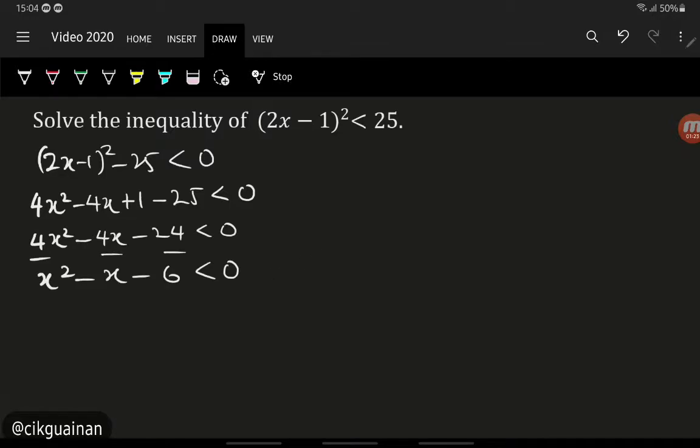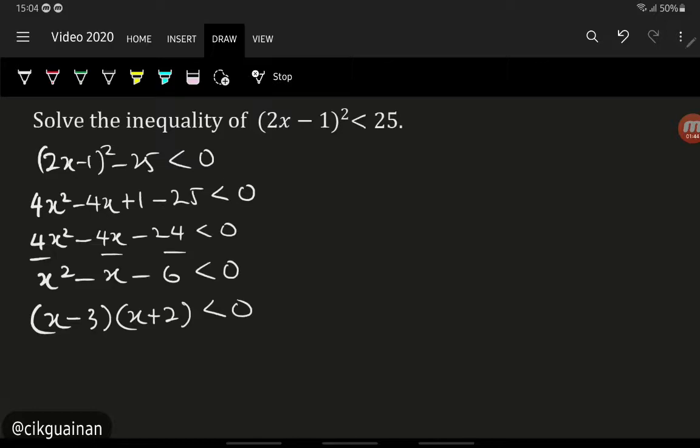We have done the second step, I forgot. Now, next is to factorize it. Okay, so we factorize it. x multiplied by x is x squared. 6 is 6, cannot. 3 multiplied by 2 is 6. Minus 3 plus 2 is minus 1.